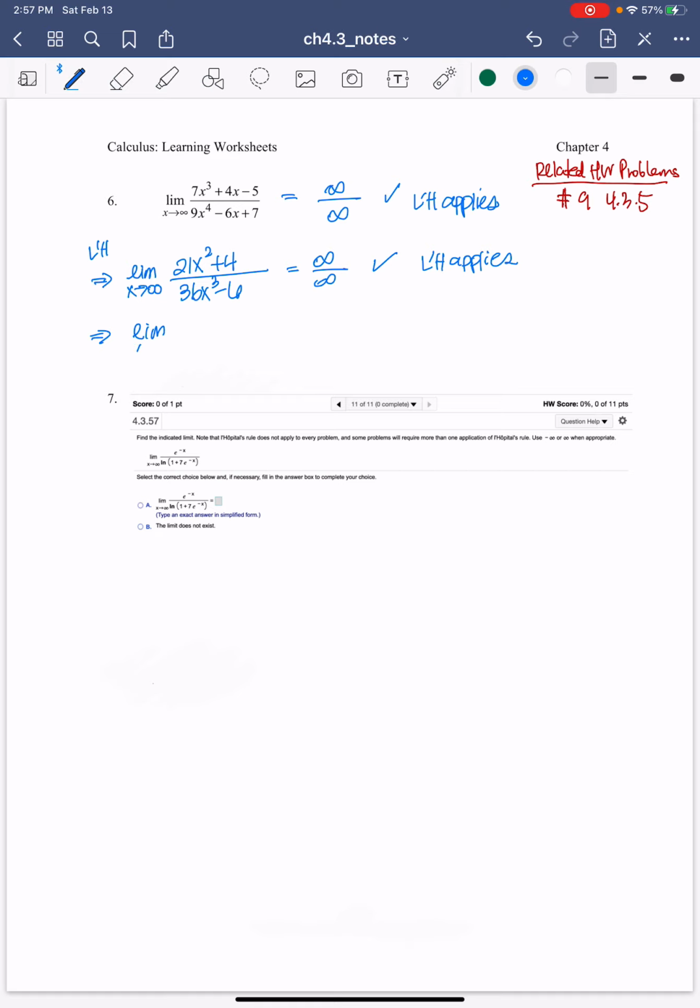That means I need to take the derivative of the top, which is 42x. And then the bottom, so 3 comes down, so 36 times 3, which is 108x squared. Right, 36 times 3, 108x squared. Well, take away 6 is a 0.